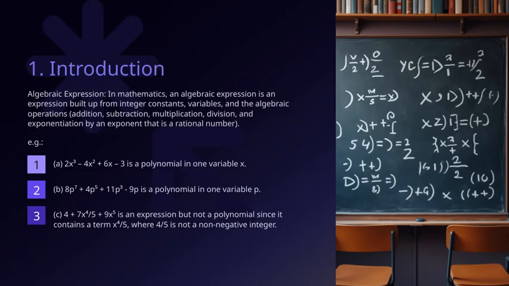Look at the third example. 4 + 7x^(4/5) + 9x^5. This is still an algebraic expression, but it's not a polynomial because it contains a term with x to the power of 4 over 5, and that fractional exponent means it's not a polynomial term. So the main idea is that polynomials have exponents that are whole numbers, while algebraic expressions can include fractional exponents, making a difference in their classification. This understanding is essential as we move forward in exploring more about algebra and its applications.